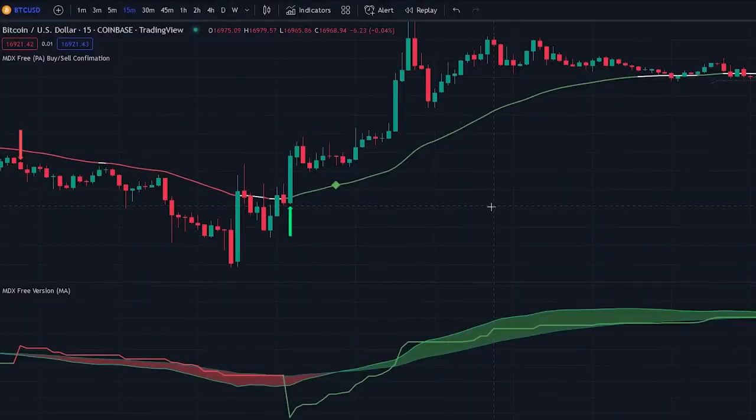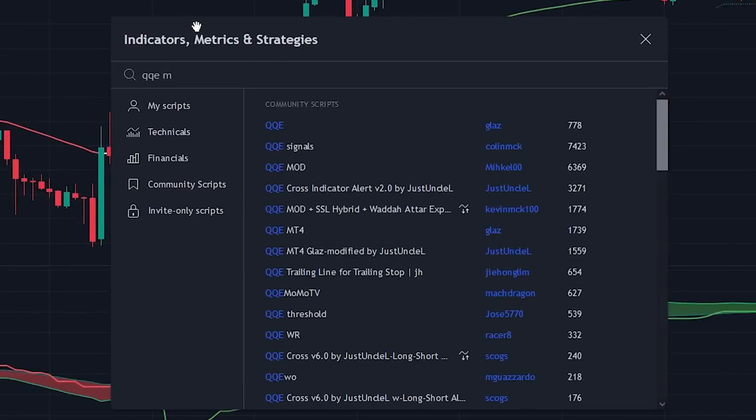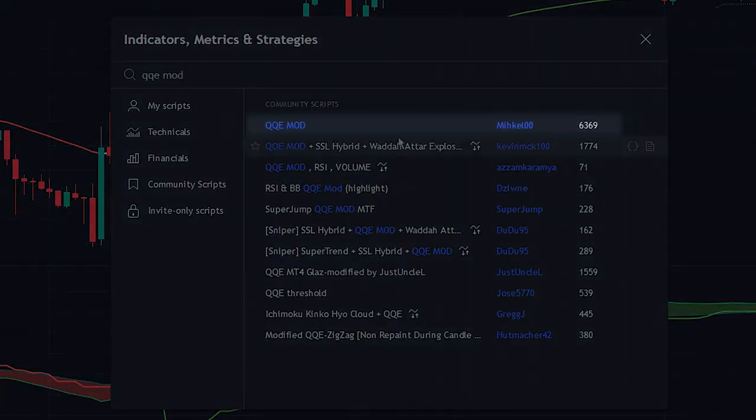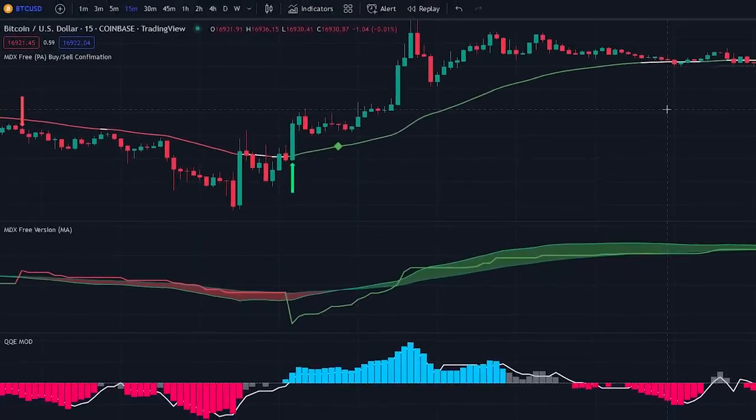For the strategy, we will add one more indicator to the chart, so head over to the Search tab and search for the QQE Mod indicator. Select the indicator made by Michael and add it to the chart. That was all that we needed to do. Now let me show you when to enter into a position.